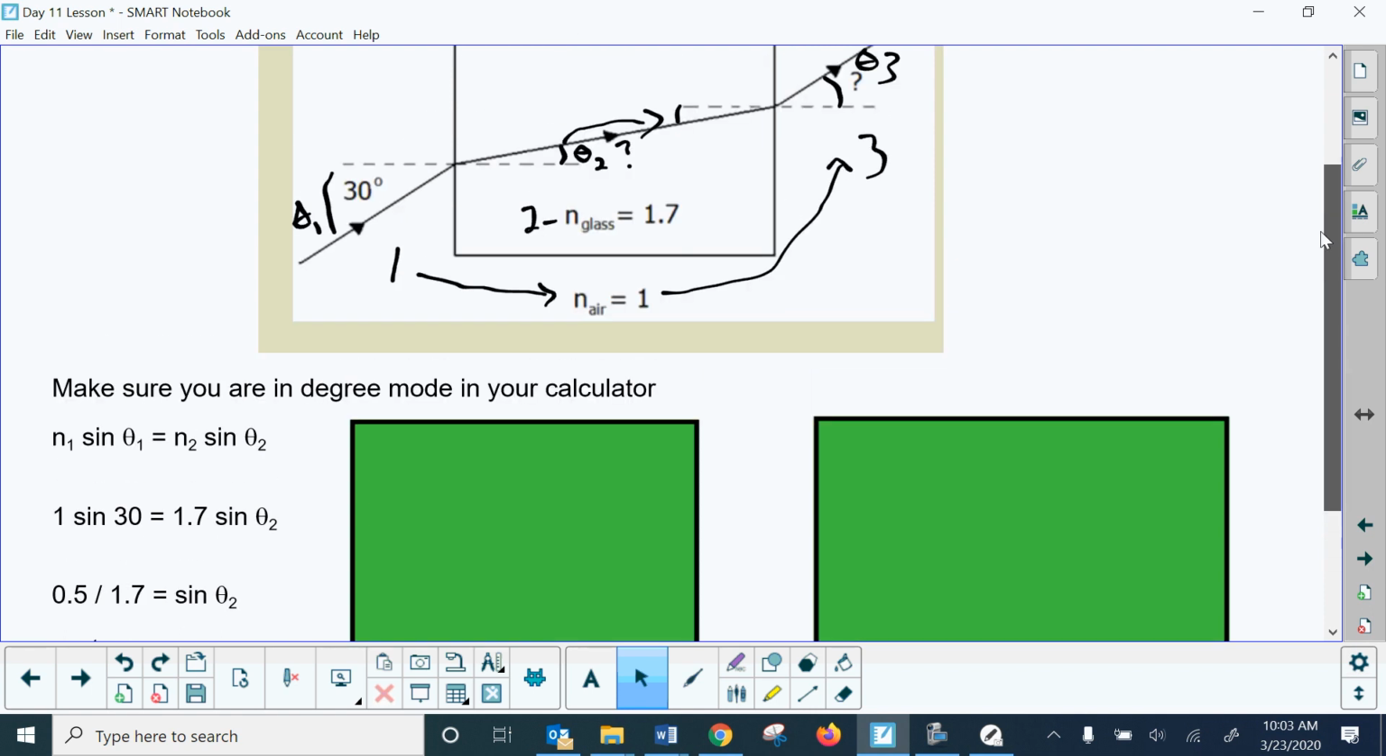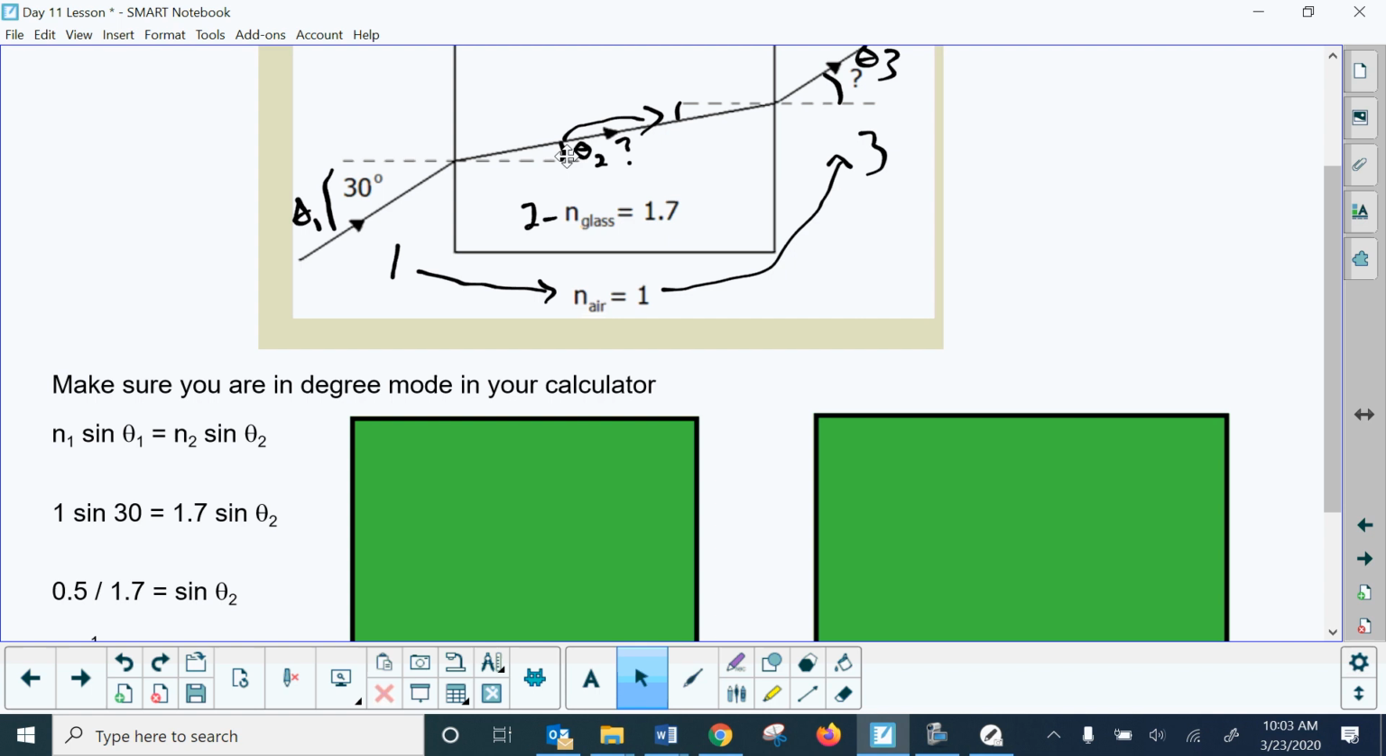So this angle is theta 2. The angle got smaller, as it looks like in that picture. So it went from 30 to 17 or 17.1. That makes sense because when it goes into a more dense medium, it slows down, and when it slows down, it bends towards the normal.